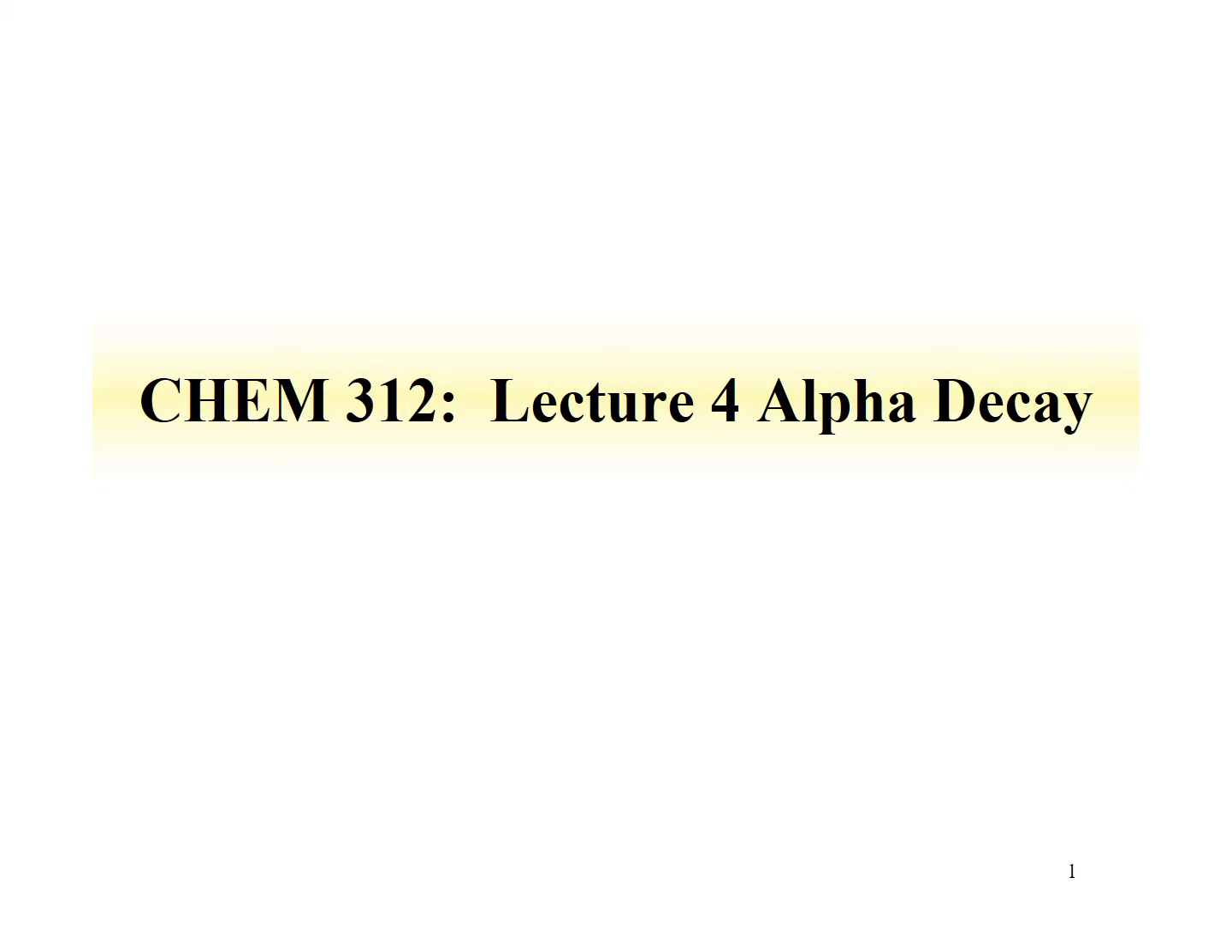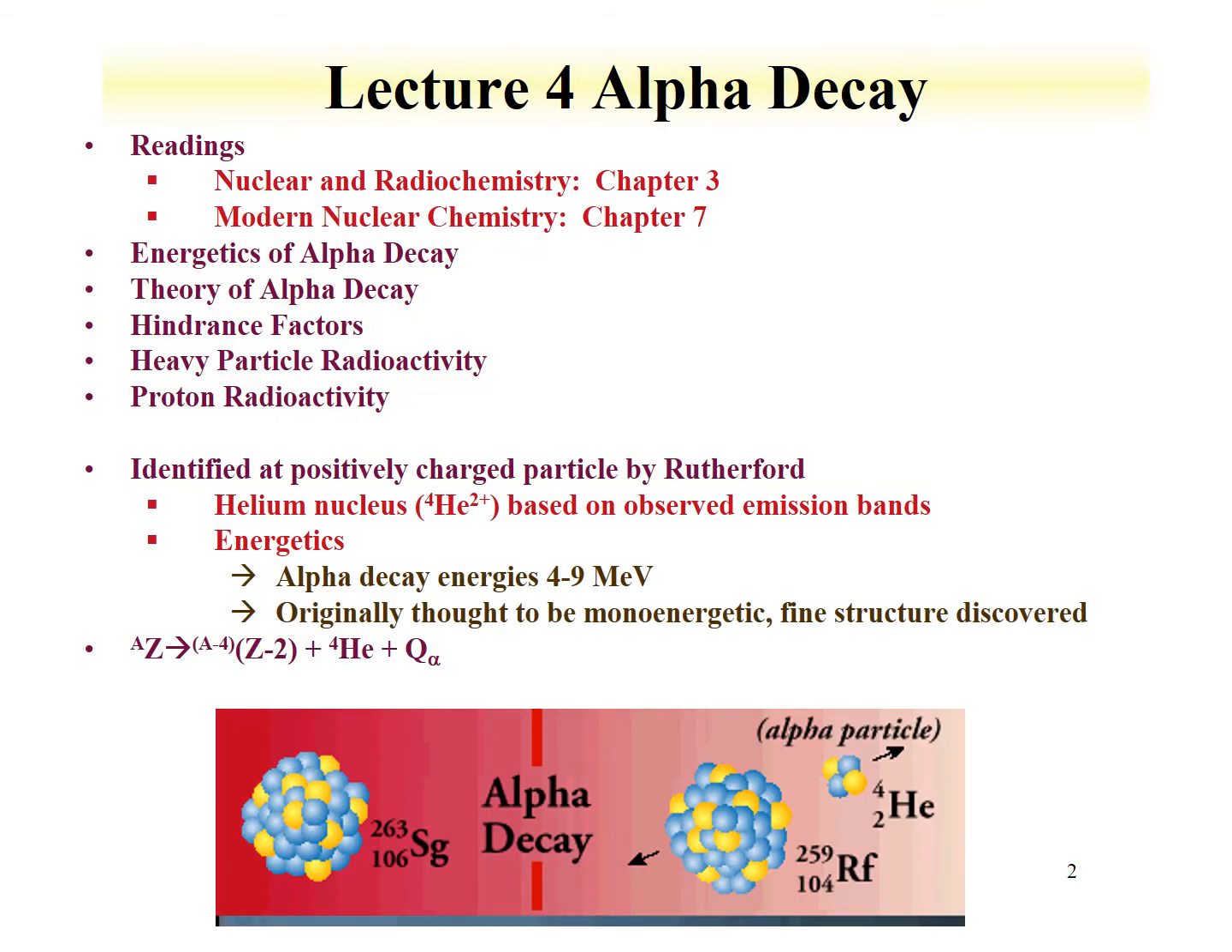Welcome to Lecture 4 for Chemistry 312, Radiochemistry. This lecture, we're going to talk about alpha decay. The readings for alpha decay are covered in Chapter 3 of Nuclear and Radiochemistry and Chapter 4 of Modern Nuclear Chemistry. This lecture is going to cover energetics of alpha decay.